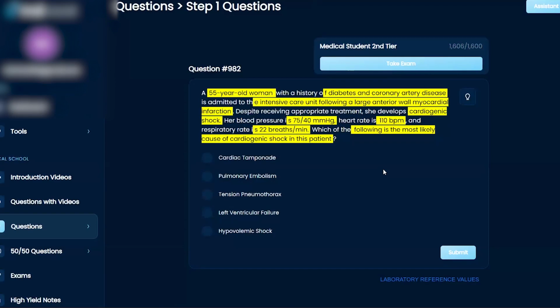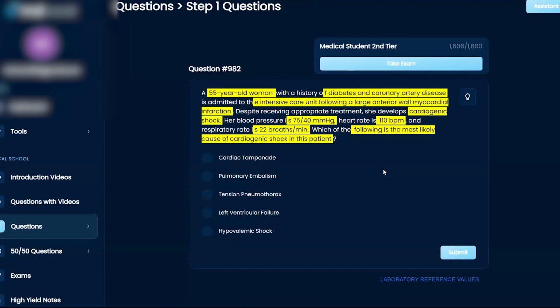Left ventricular failure, I'm not necessarily sure that would cause cardiogenic shock. Pulmonary embolism and pneumothorax, I feel like those are more obviously lung problems, which might not lead to cardiogenic shock. And then cardiac tamponade would probably be the viable choice for me.